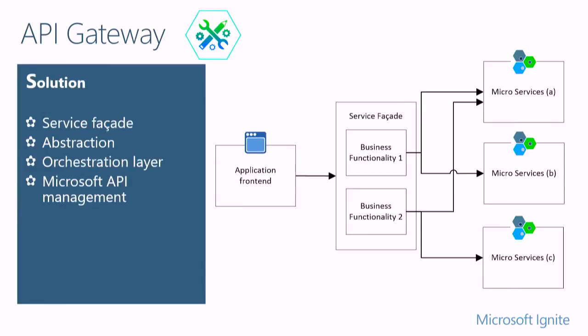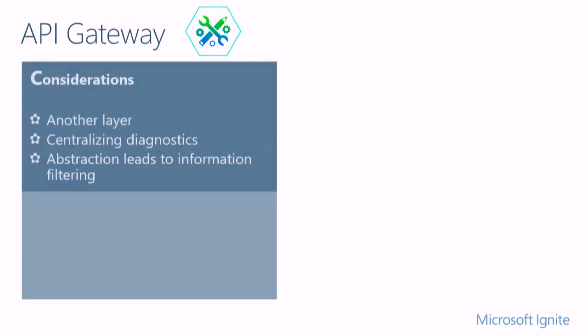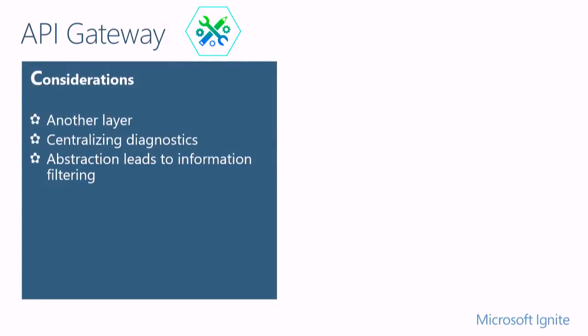Back to our presentation. While using this pattern, we do have some considerations which we should be aware of. It is, of course, another layer in your architecture. So introducing another layer does come with some performance impacts, as well as manageability impacts. You have to be careful that the API management logging is interleaved with your application for better troubleshooting, so that there is centralized diagnostics.